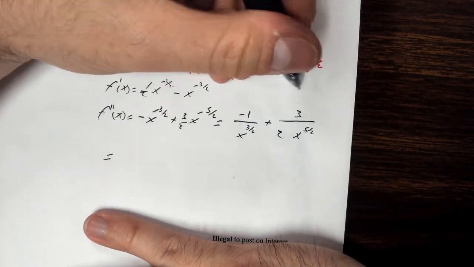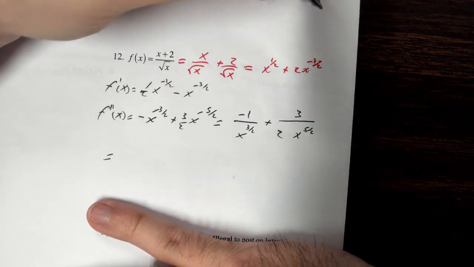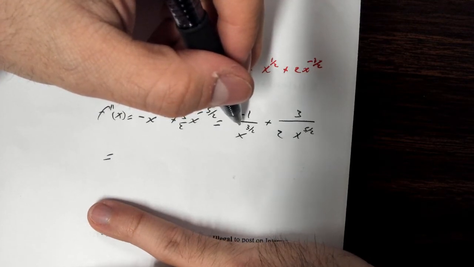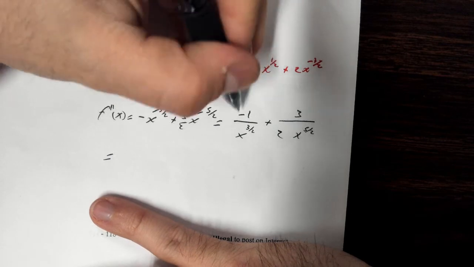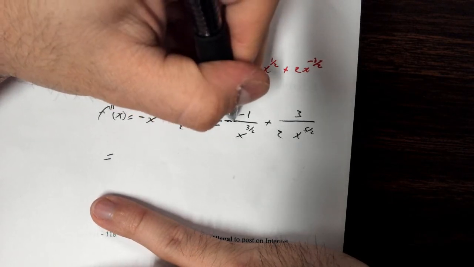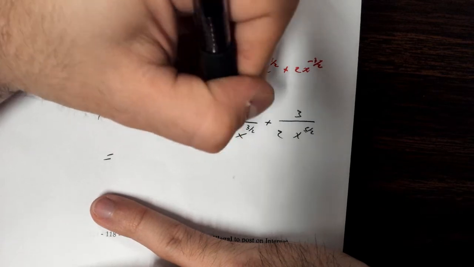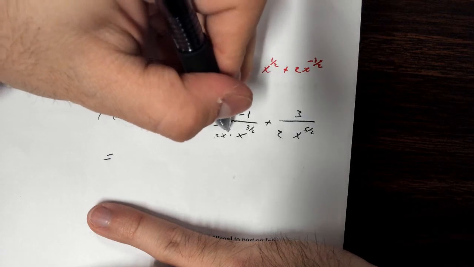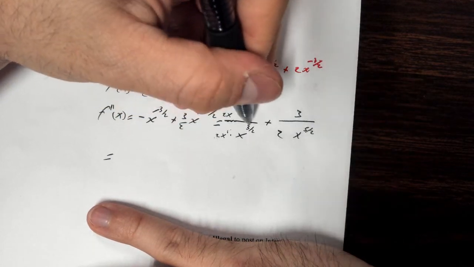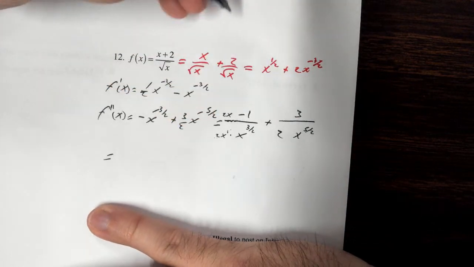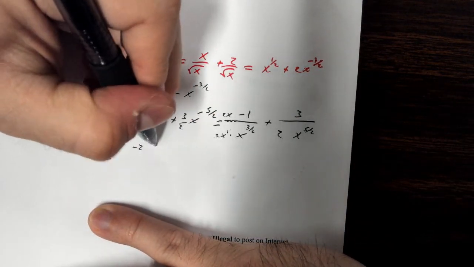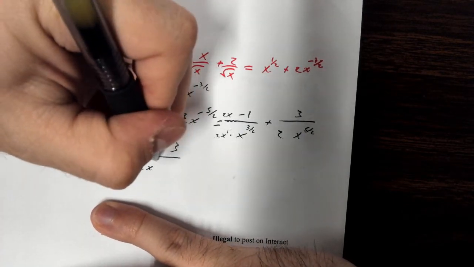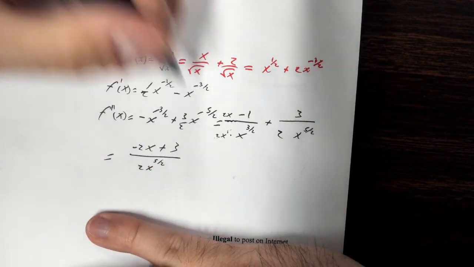which we want a common denominator. So to get a common denominator, I'm going to multiply this fraction by 2x on top and bottom. The reason I do that, now this will also have a 2, as well as x to the power of 1. When you multiply exponential terms, the exponents add, so this will become to the 5/2. So this is going to be negative 2x plus 3 over 2x to the 5/2 power. So that is our second derivative.